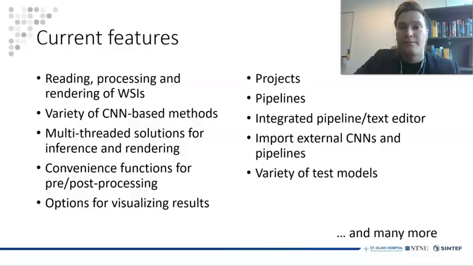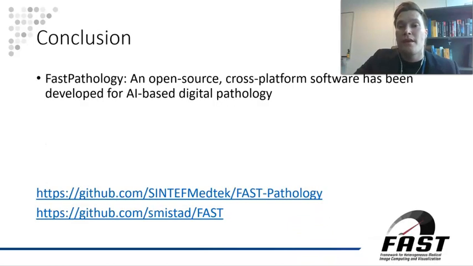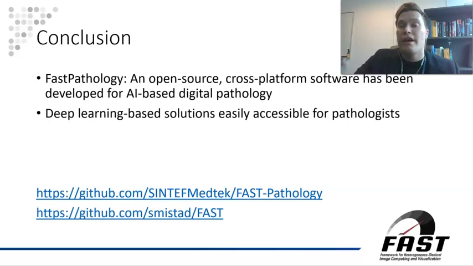Now, this is an overview of the current features that exist in the platform today. Most of these I've been through, but I could also highlight that we have an integrated pipeline editor that makes it possible to change parameters and all that. So in the end, we have developed FastPathology, which is an open source cross-platform software for AI-based digital pathology. It brings state-of-the-art deep learning-based solutions within reach and easily accessible for pathologists.